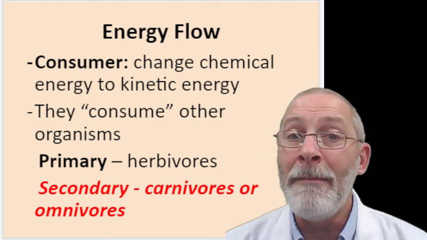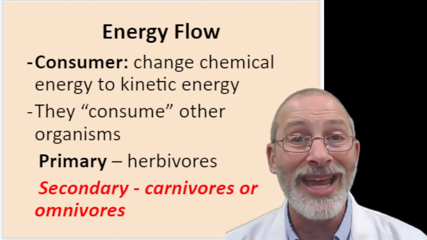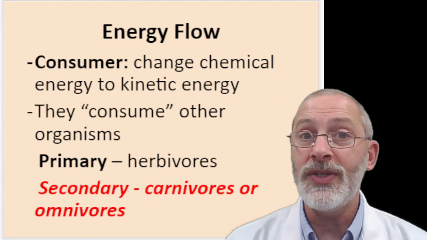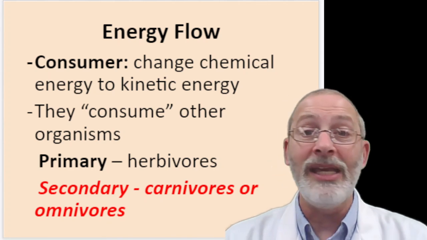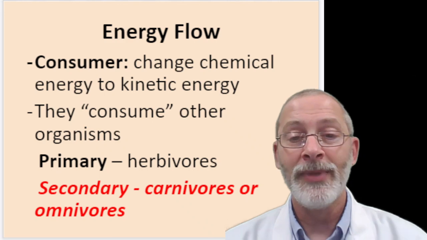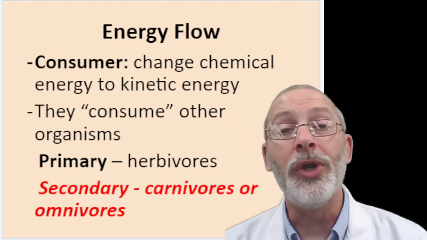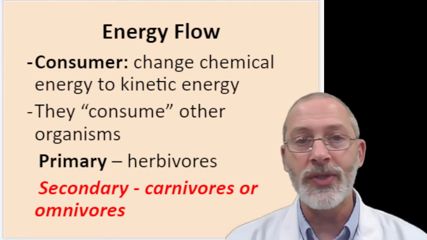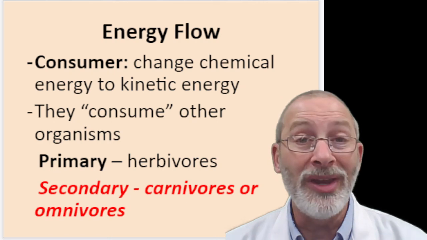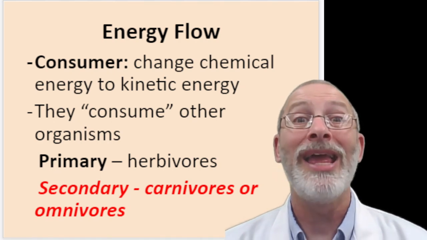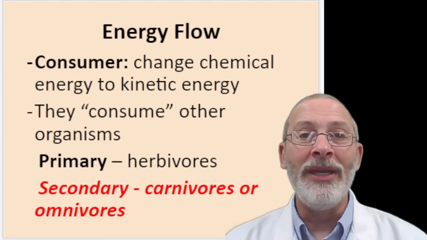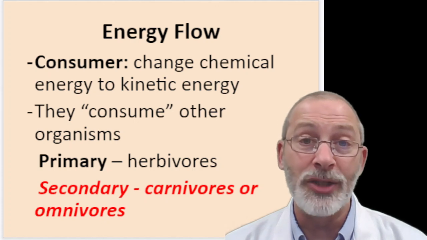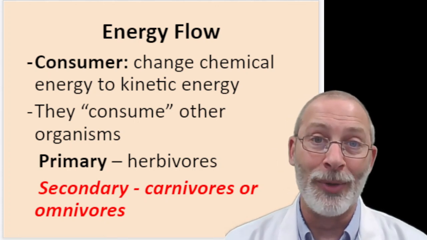Carnivores or omnivores are considered secondary consumers. Now, you may know what a carnivore is. A carnivore is an organism that eats meat. An omnivore, which humans tend to be, like bears, is an organism that eats pretty much anything. Omni means all. Omnivore means an organism that eats both plants and animals.